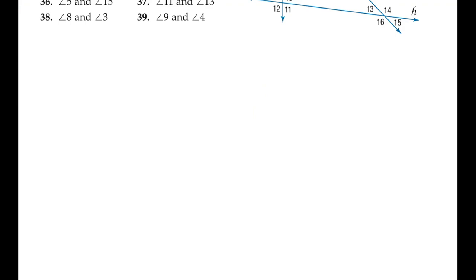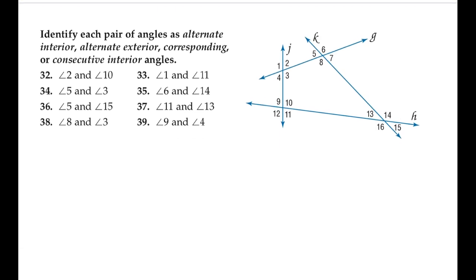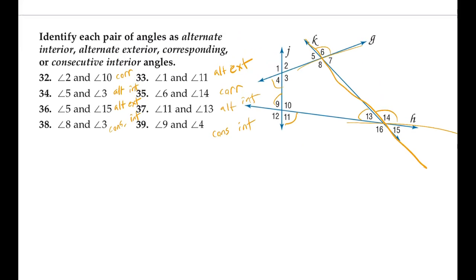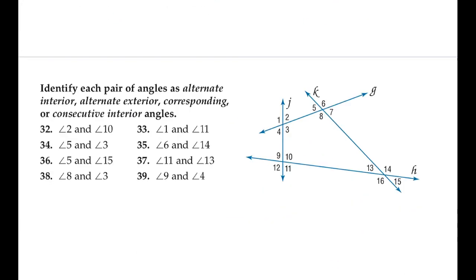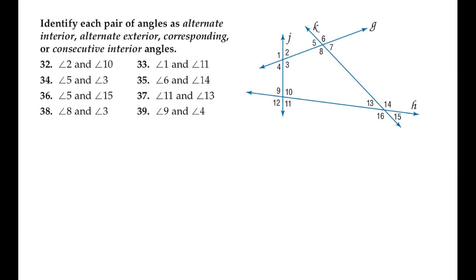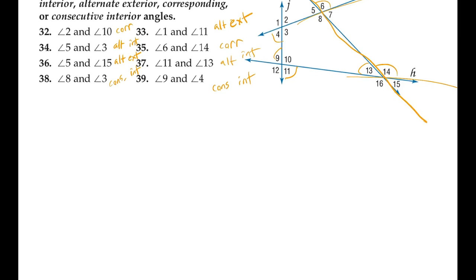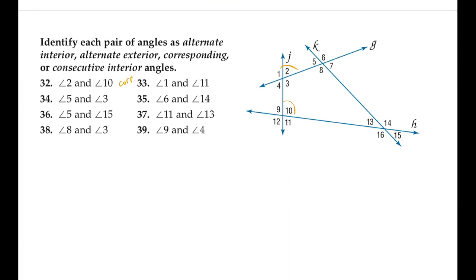Okay, we'll just do a couple more at the end. Okay, so identify each pair of angles. So same thing as before. Was there a second part to that question? Nope, that was it. So let's do a couple more. So 2 and 10, corresponding. These are different, right? They're not the same. Oh, that's the exact same problem. Ha, that's funny. Okay, guys, well then we'll stop there.